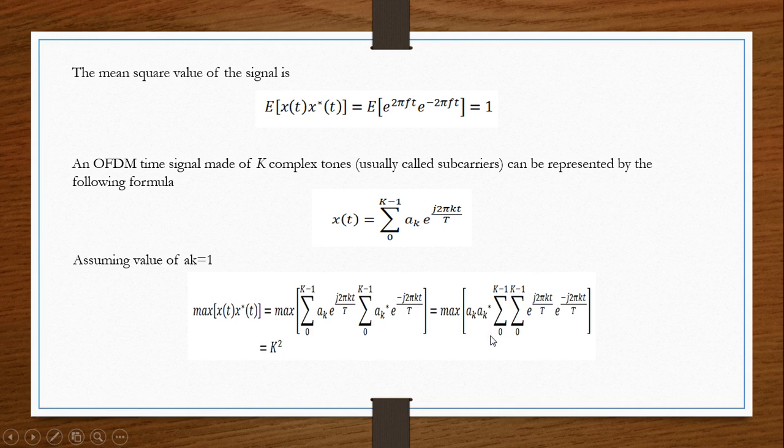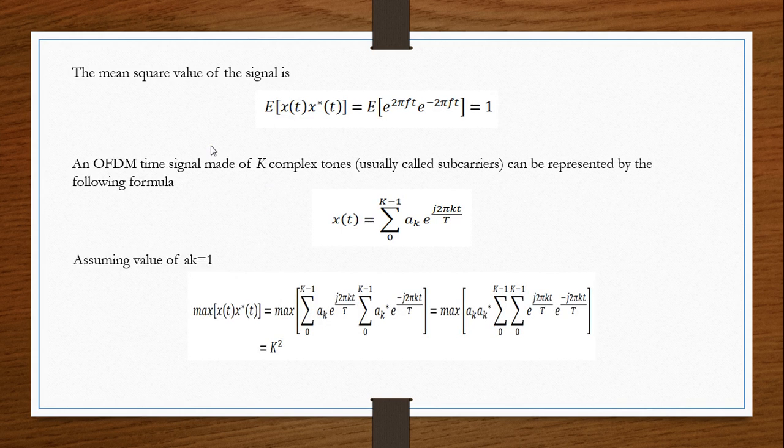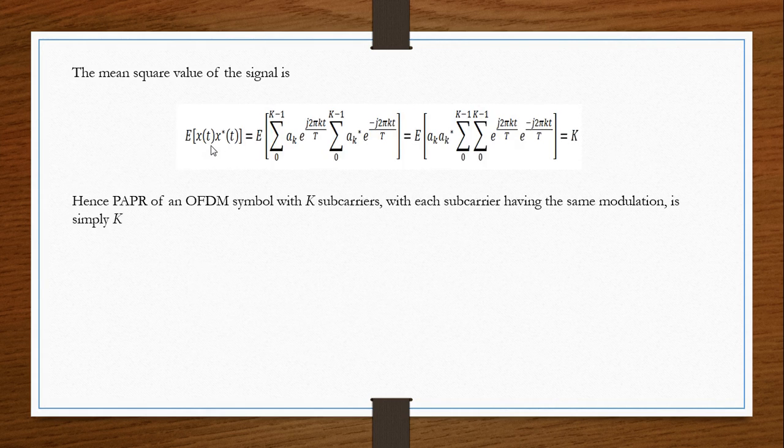As you can see, when I substitute the appropriate values, we get the numerator as k squared. Similarly, if we find the mean square value of the signal, its value is k. So what exactly is the problem? If I consider the ratio of these two, k squared by k, the value we obtain is k, which means that as the number of subcarriers increases, this parameter will affect the signal more and more, which is not what we require. So what exactly can we do to overcome this?